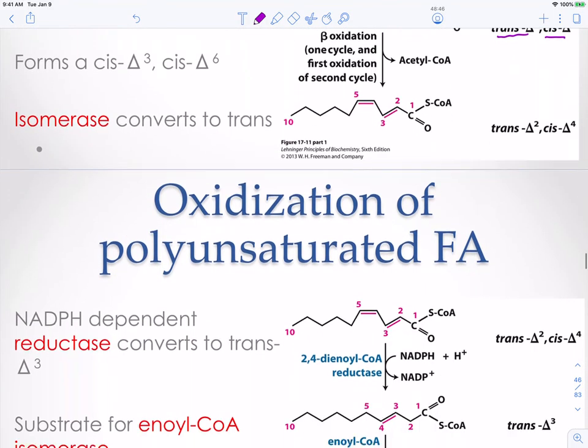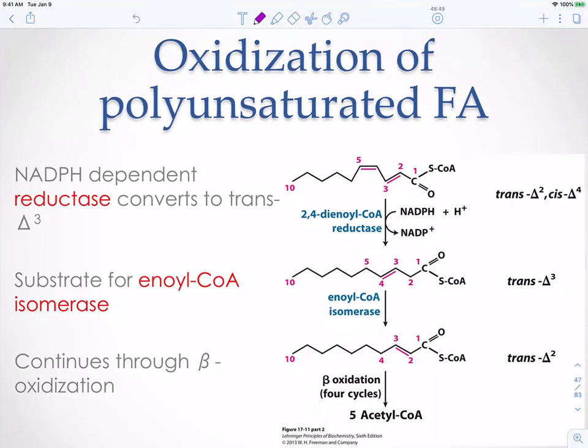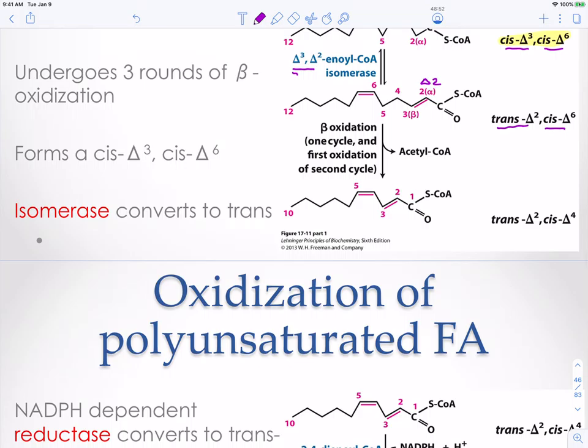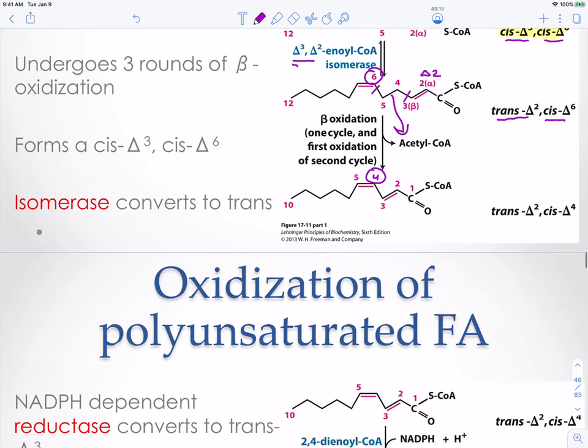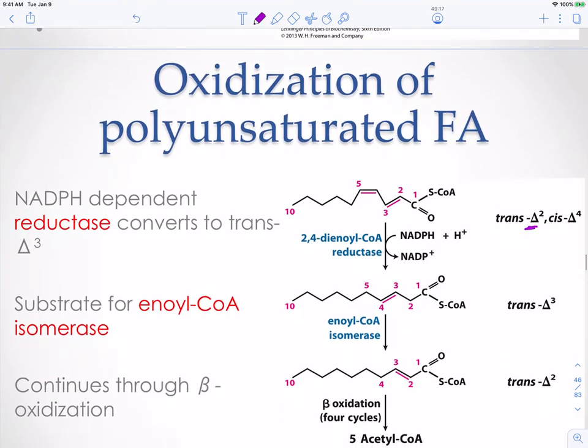once you have this trans delta 2, cis delta 4, so in this period here, you move this delta 6 now to delta 4. The steps aren't shown here. You don't have to know how that happens. It's not that important. Basically, these carbons were removed as acetyl-CoA. And so that's a different enzyme that is able to break those carbons in the middle of the molecule. And so now you have your delta 2 and your cis delta 4.